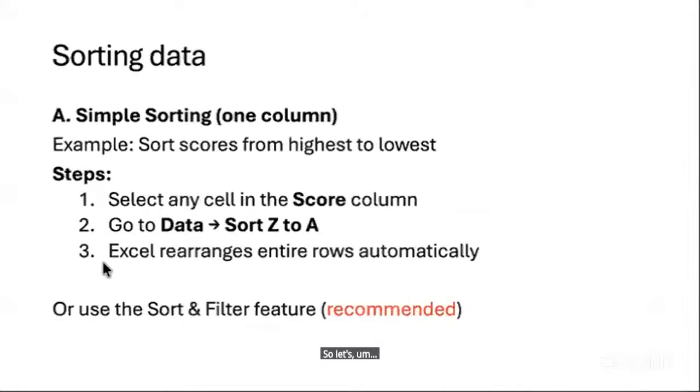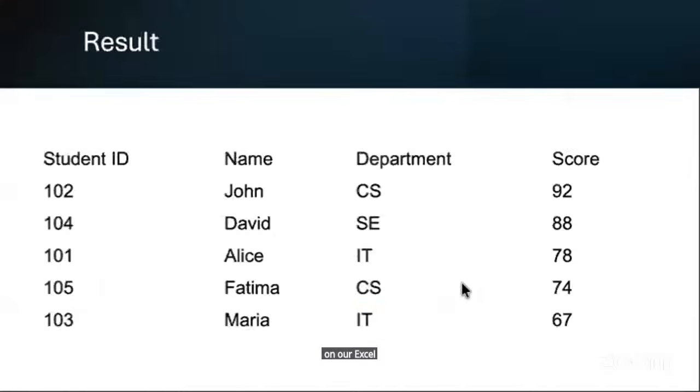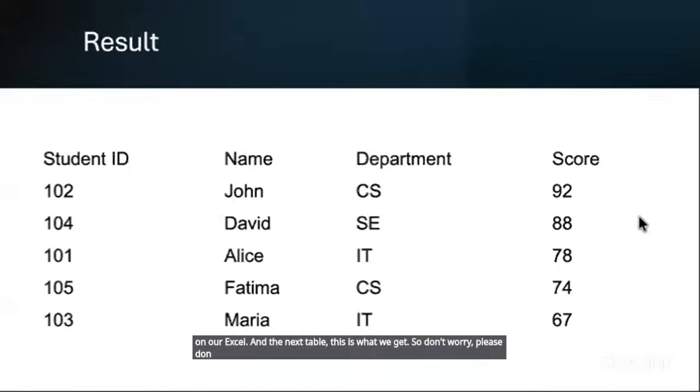So let's apply steps 1, 2, 3 on our Excel. And the next table, this is what we'll get. So don't worry, please, don't worry. We're going to do this. You can see the score 92 is the highest, 67 is the lowest.